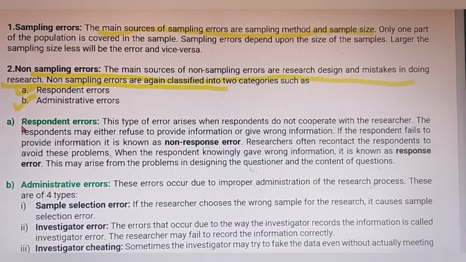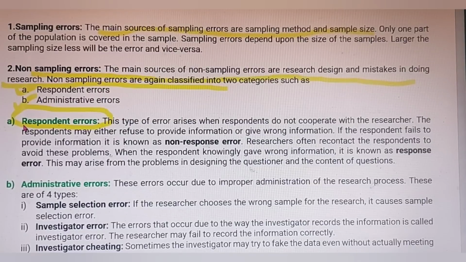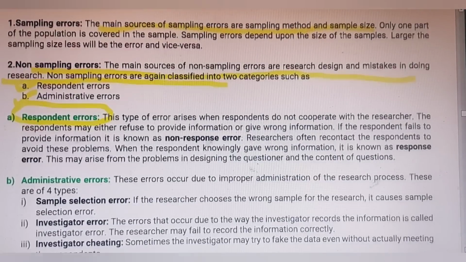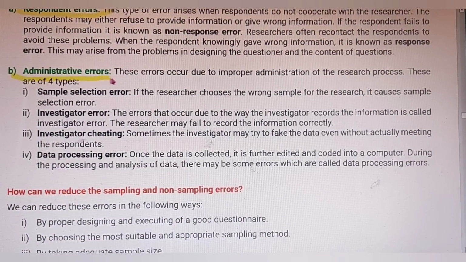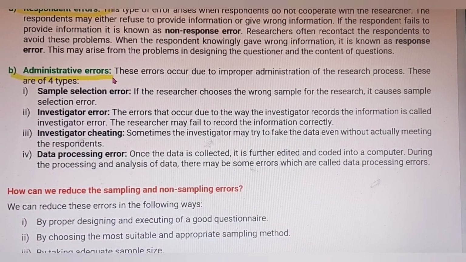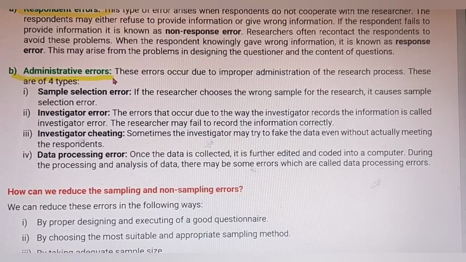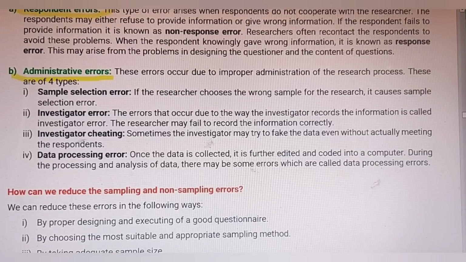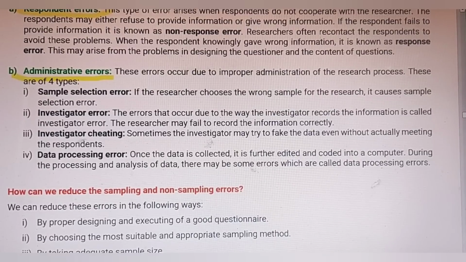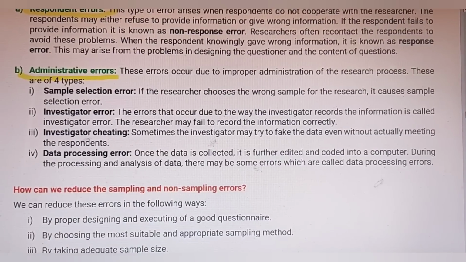So again, respondent error, as the name implies, respondent means the person from whom we are taking the interview, from whom we are collecting data. If he provides wrong information, false information, that makes a problem. And administrative errors are a problem with the whole system of the research, right? So this is how you have to expand your answers. Make sure that your concepts are clear.